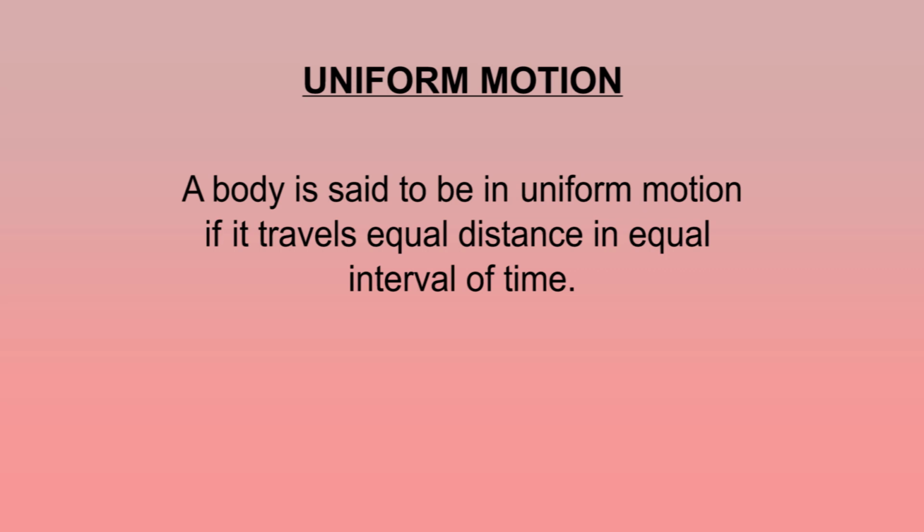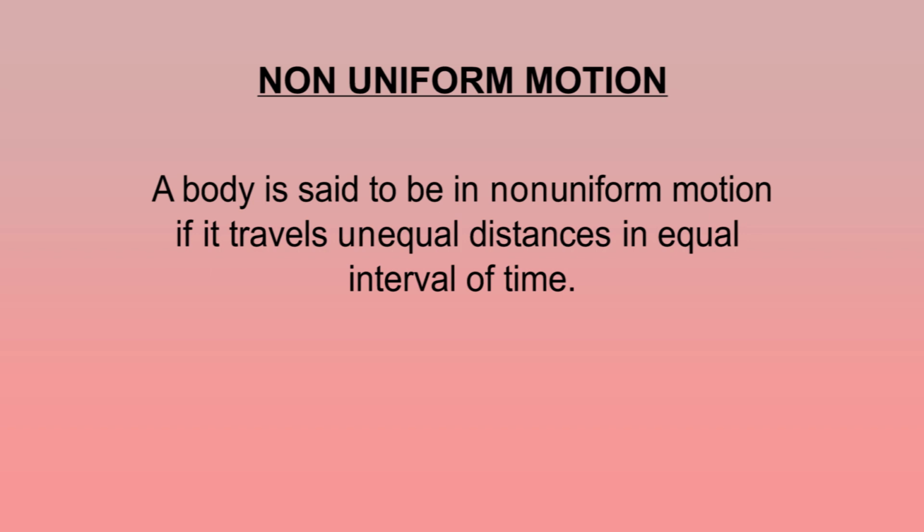A body is said to be in uniform motion if it travels equal distance in equal interval of time, whereas a body is said to be in non-uniform motion if it travels unequal distances in equal interval of time. For example, consider a car moving from one position to another position, about 16 meters away, within 8 seconds.